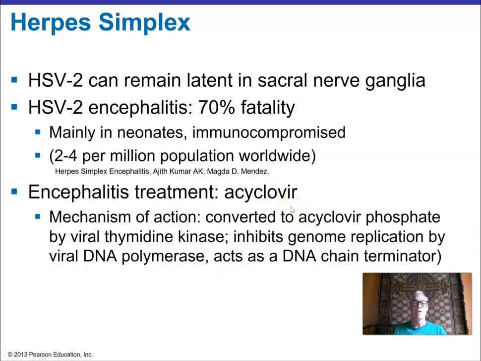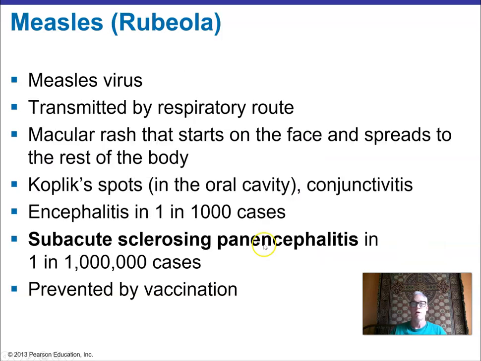Treatment is with acyclovir. We just learned about that. We said that the viral thymidine kinase will take acyclovir and phosphorylate it, and then the viral DNA polymerase will incorporate it into the growing DNA chain that it's copying, and it will terminate the chain because no additional base could then be added after that acyclovir phosphate.